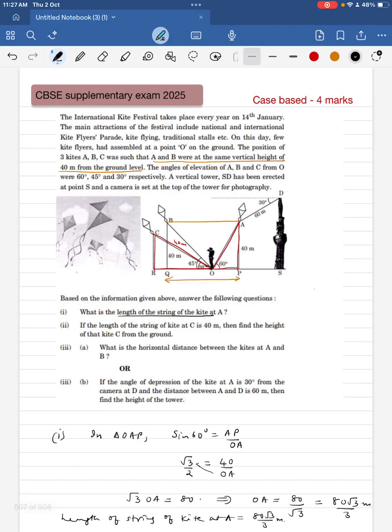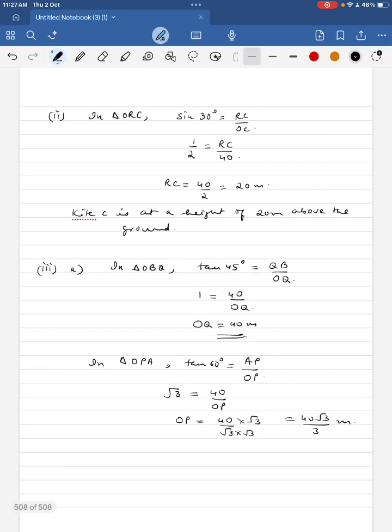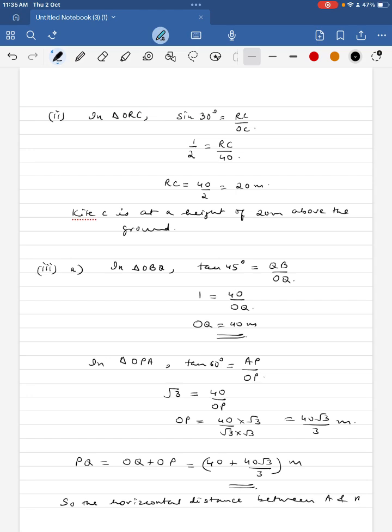Now, in order to find the length QP, we just have to add the two measures that we have found out. So PQ will be equal to OQ plus OP, which is 40 plus 40 root 3 by 3 meters. So the horizontal distance between A and B is 40 plus 40 root 3 divided by 3 meters.